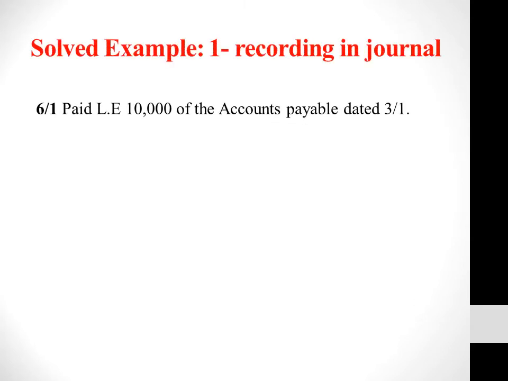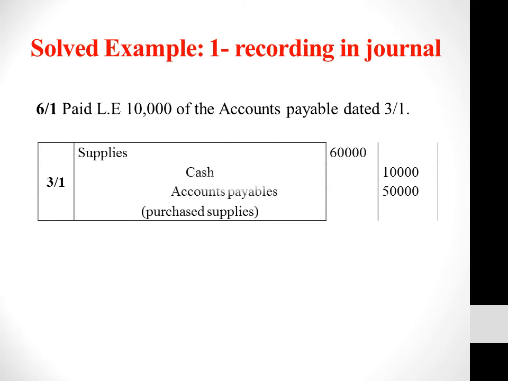On the 6th of January, the business paid 10,000 for the accounts payable dated 3/1. So let's take a look at the journal entry of 3/1. We're gonna find that we have purchased supplies before, paid 10,000 cash, and we still need to pay 50,000 for those accounts payable. So at 6th of January, we're gonna pay 10,000 for these accounts payable.